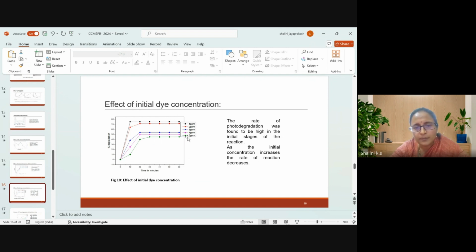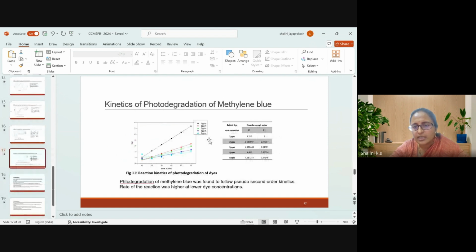And we got better results at lower concentrations, and as the concentration of the dye increases, the percentage of degradation decreases. And when we did the kinetic study, we could see that the reaction follows pseudo second order kinetics.